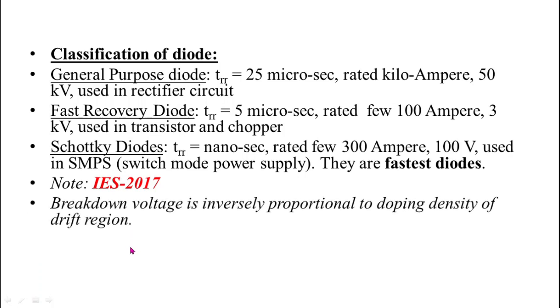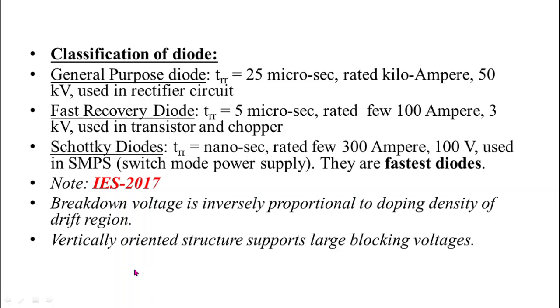Second important point is that breakdown voltage is inversely proportional to the doping density of the drift region. This concept has already been told to you. Vertically oriented structures support large breakdown voltages or large blocking voltages. So this is another important point.